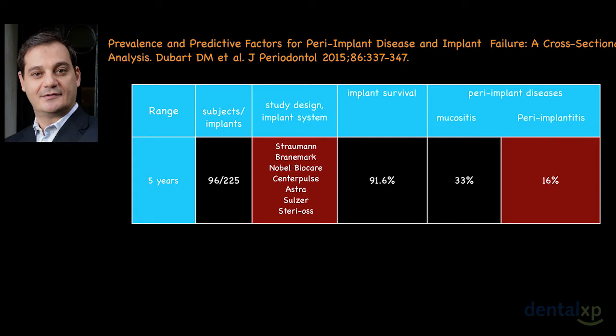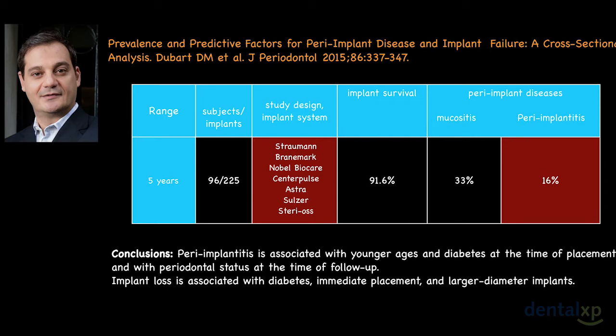But the most interesting part is in their conclusions. They said that the peri-implantitis is associated with younger ages and with diabetics and with the periodontal status. Well, I don't agree with them on the younger ages. That's surprising. I don't know. I have no explanation for that. But definitely, I understand the diabetic and the periodontal status. That means if they have periodontal disease.